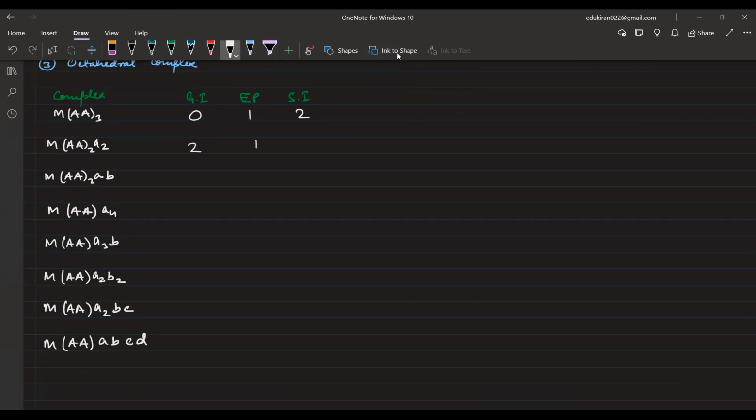Write this down. Zero, 0, and 0. E3B will have naturally 0 and stereoisomers will be 2. This will have 3, 1, and this will be 4. 4, 6. This will have 6, and 12 stereoisomers. Okay. Checking.